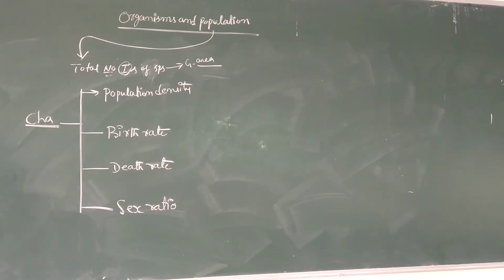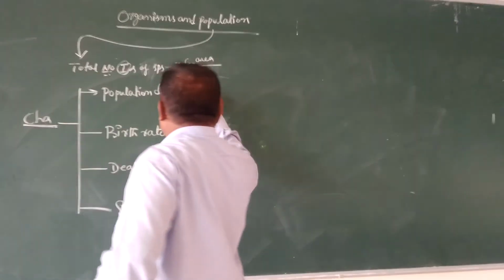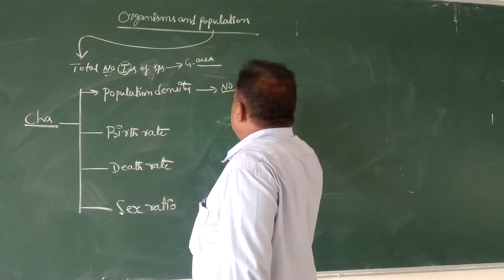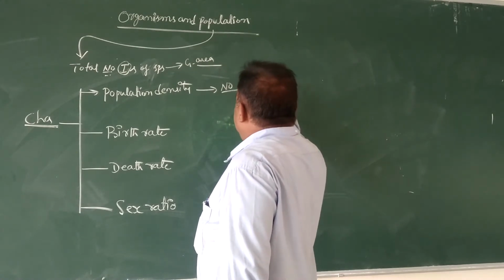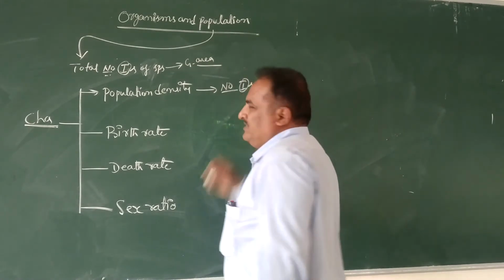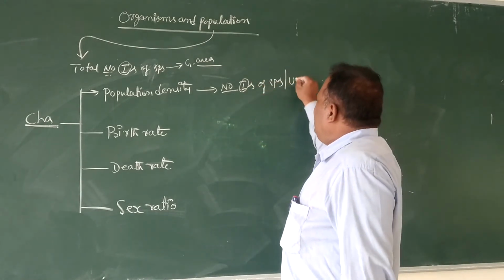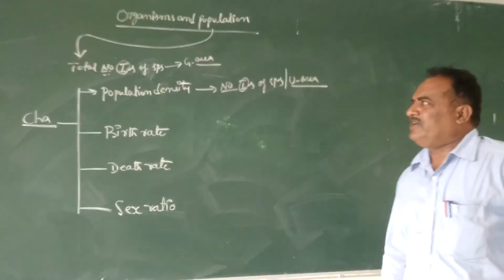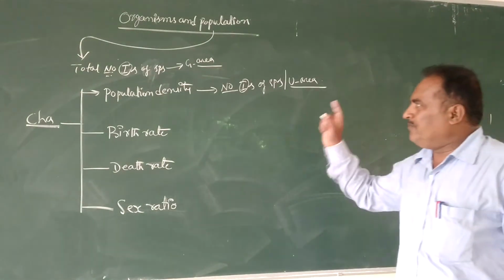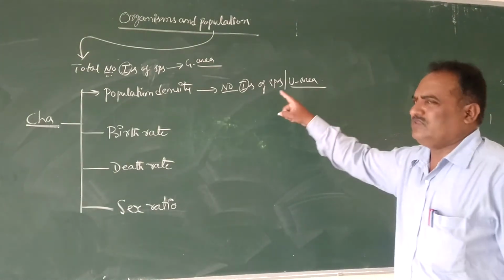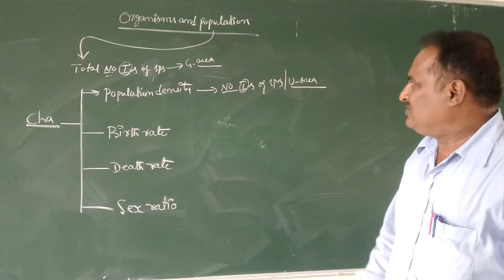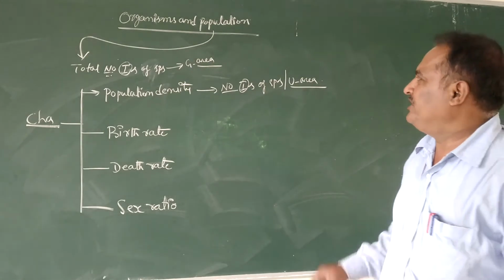Here, population density means the number of individuals of a species per unit area. The number of individuals of a species per unit area is called population density.